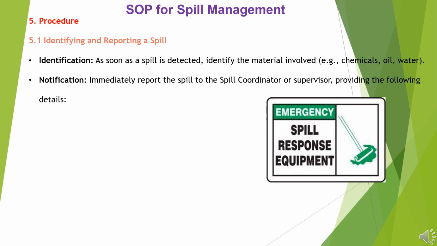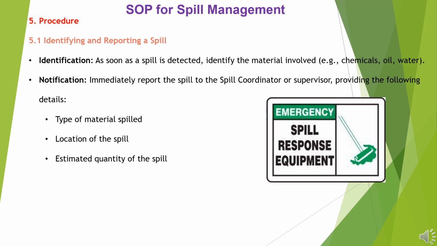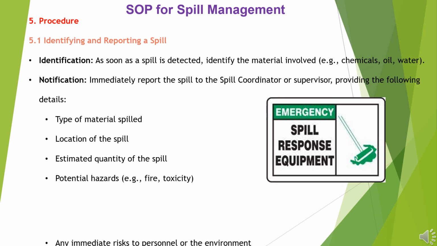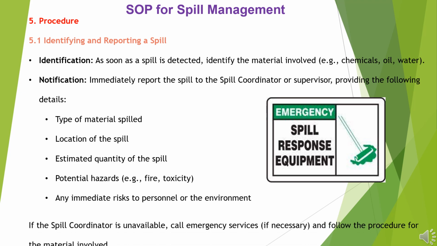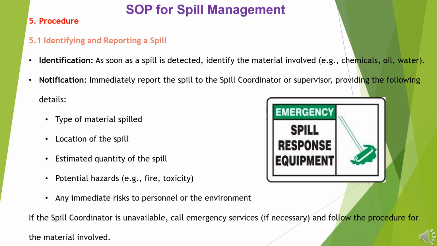Notification. Immediately report the spill to the spill coordinator or supervisor, providing the following details: type of material spilled, location of the spill, estimated quantity of the spill, potential hazards e.g. fire, toxicity, any immediate risks to personnel or the environment. If the spill coordinator is unavailable, call emergency services, if necessary, and follow the procedure for the material involved.